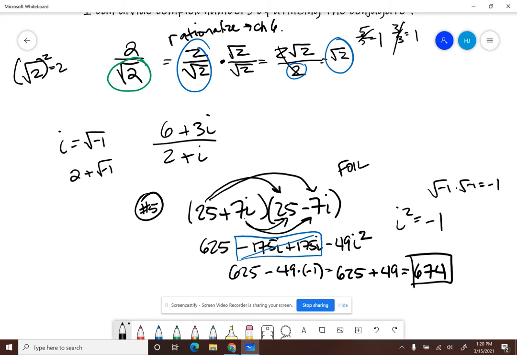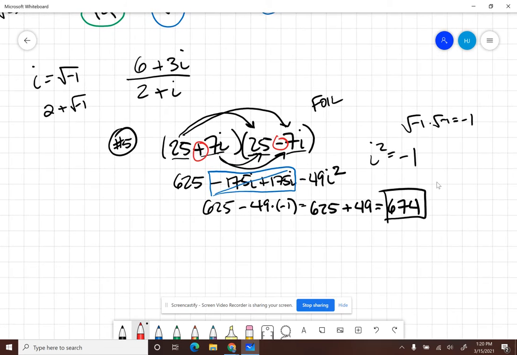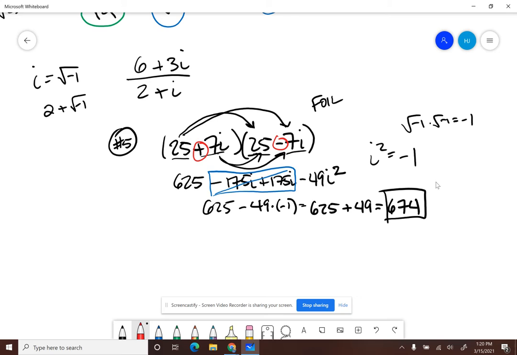The reason this happened is because this right here was like a difference of squares, okay? Notice these terms are exactly the same. The only difference is these symbols that are in between. I've got a plus here and a minus here. It's just like the difference of squares that we did in chapter 4 already. And so you see that when I multiply by something that's a difference of squares, I get rid of all of my i terms, okay?